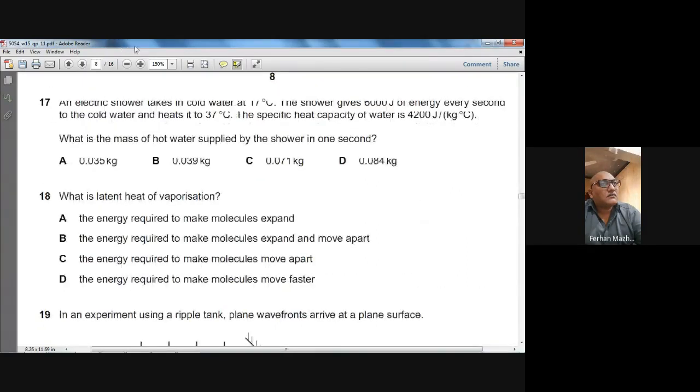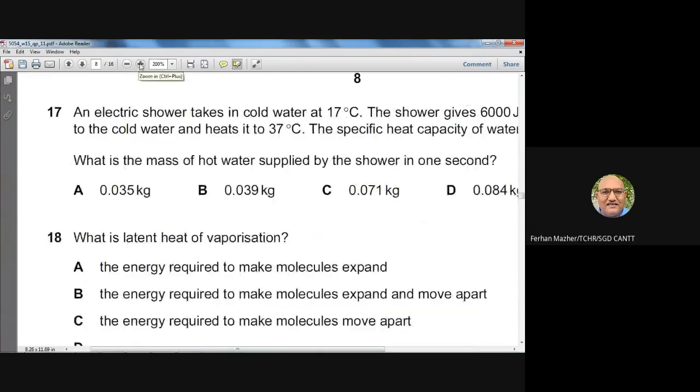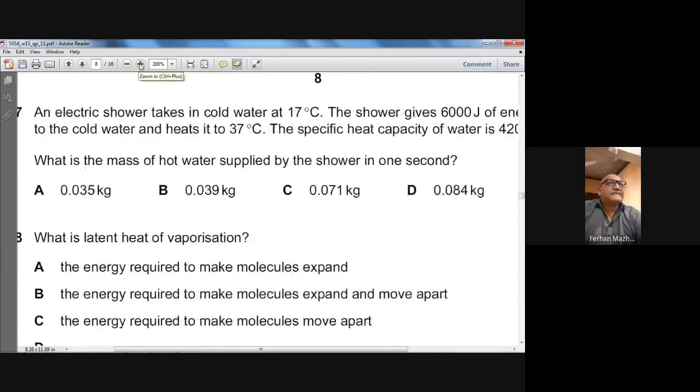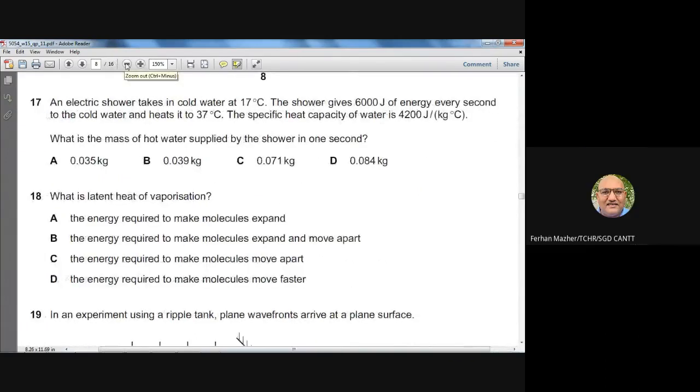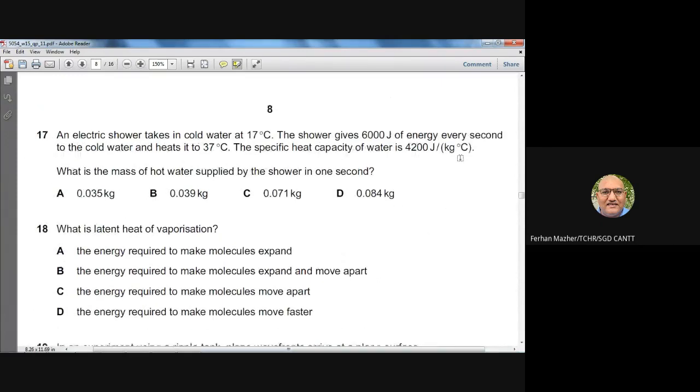Question number 17 is on your screen. An electric shower takes cold water at 17 degrees centigrade. The initial temperature of the water is 17 degrees centigrade. The shower gives 600 joules of energy every second to the cold water and heats it to 37 degrees centigrade. So the final temperature of the water is 37 degrees centigrade.